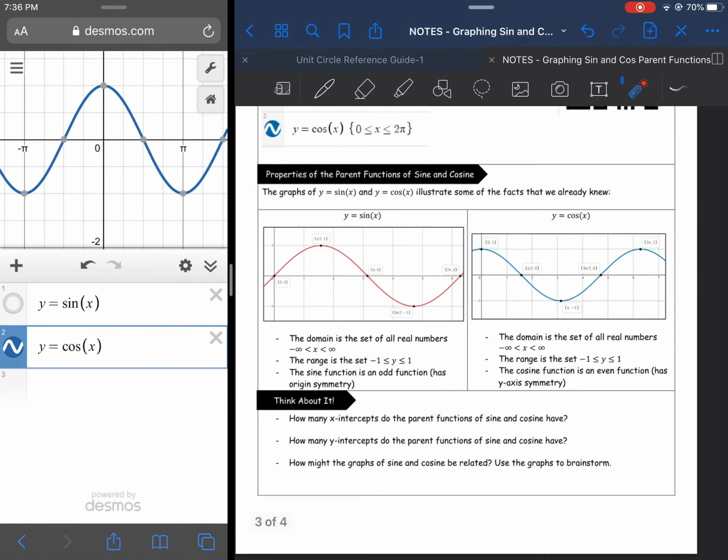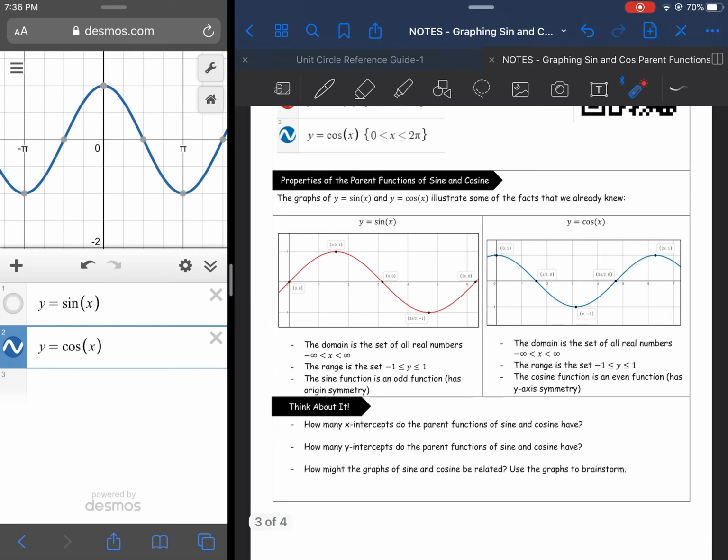So again, the sine function is odd because it has origin symmetry, and the cosine parent function is even because we have y-axis symmetry. So a couple of questions I want us to think about here.